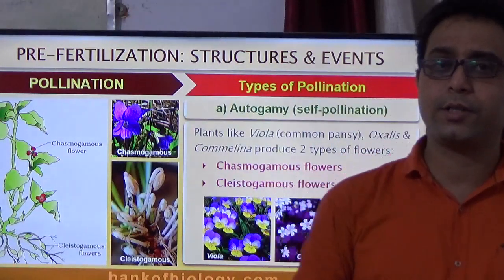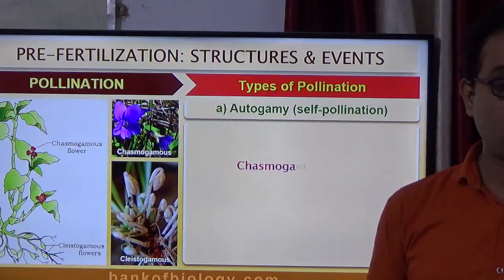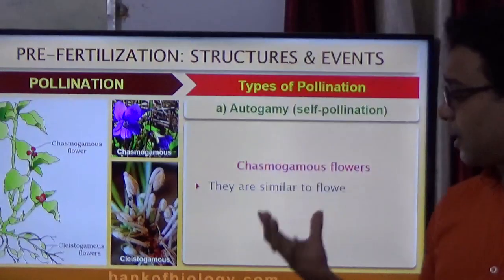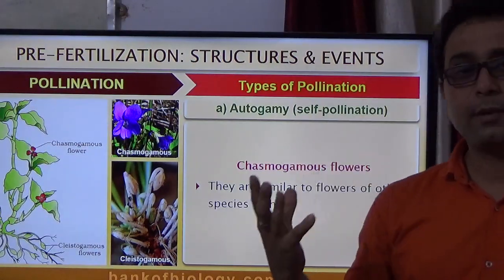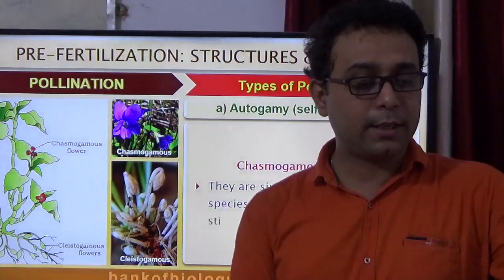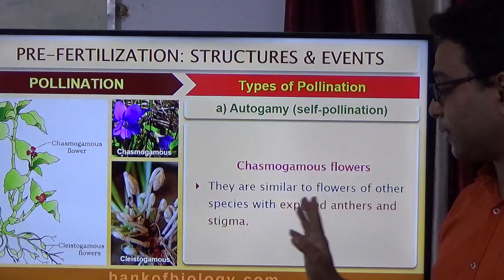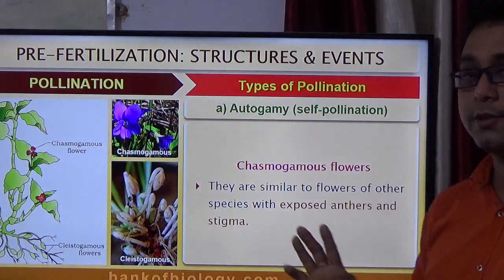So one by one we discuss this. Now autogamy means self-pollination. It helps in the chasmogamous flower. What is meant by the chasmogamous flower? It is the flower of the species that exposes its anther and stigma.